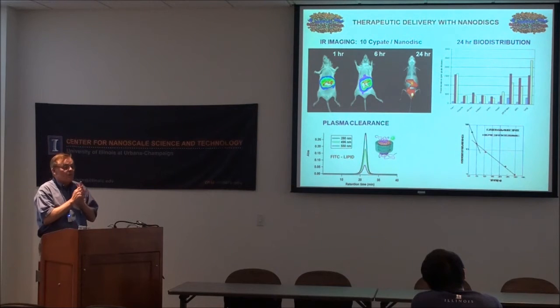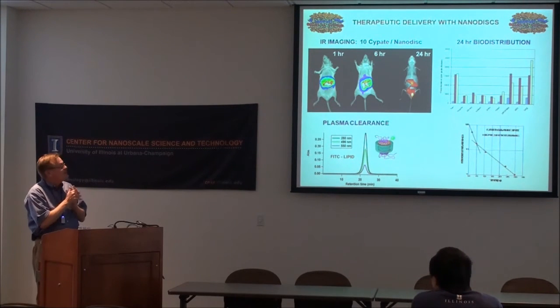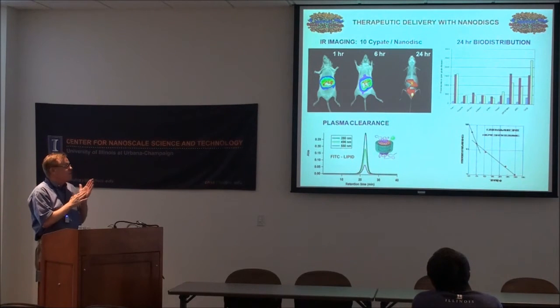In terms of delivery, I put this in for Steve to know that in fact you can actually do delivery with this. Here's a tail vein injection of a nanodisc that's loaded, in this case with 10 molecules of cyptate as a far infrared imaging dye, and you can look at the localized and watch it come back and excrete out of the liver in the standard sort of clearance modality. You can measure plasma lifetimes.